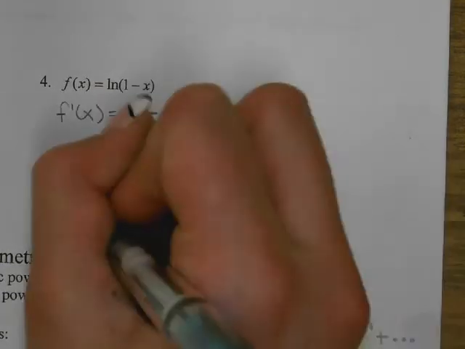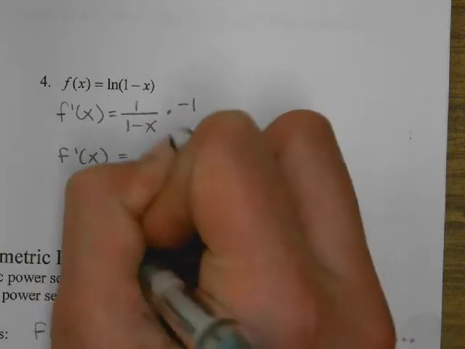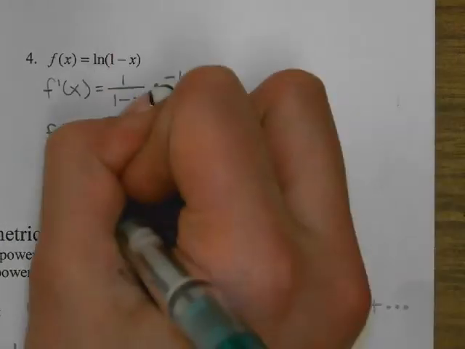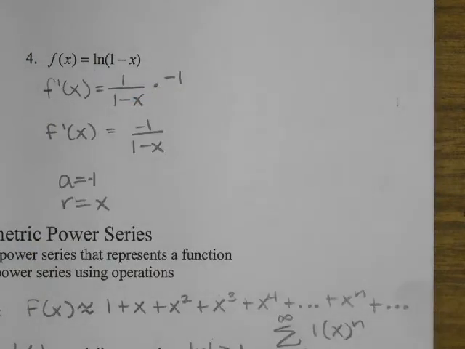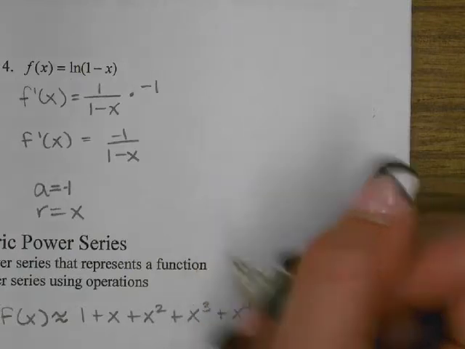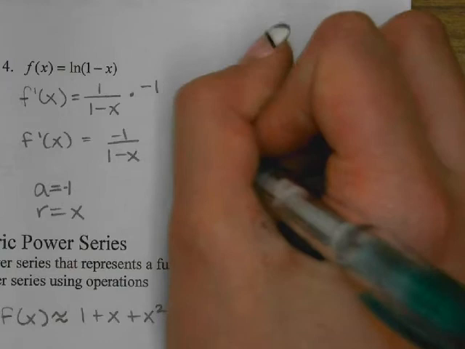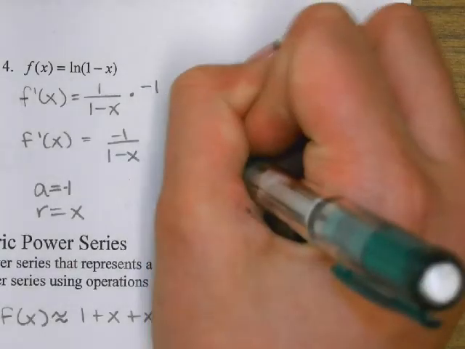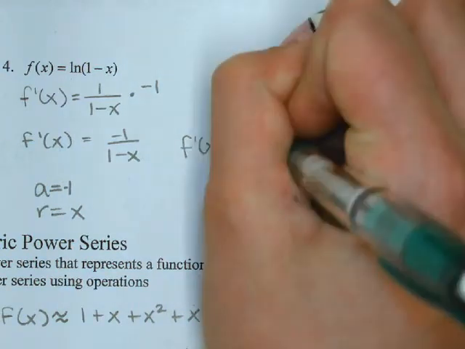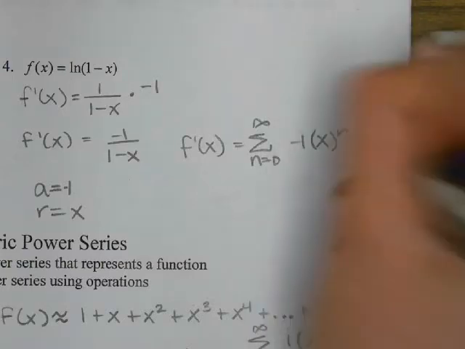So now we can find the first term pretty easily. That's just 1. We can find the r value. That's just x. So that's pretty simple. Or not 1, sorry, that was -1. Okay. So now I can write down the power series that represents the derivative. It would be the sum from 0 to infinity of -1 times x to the n.